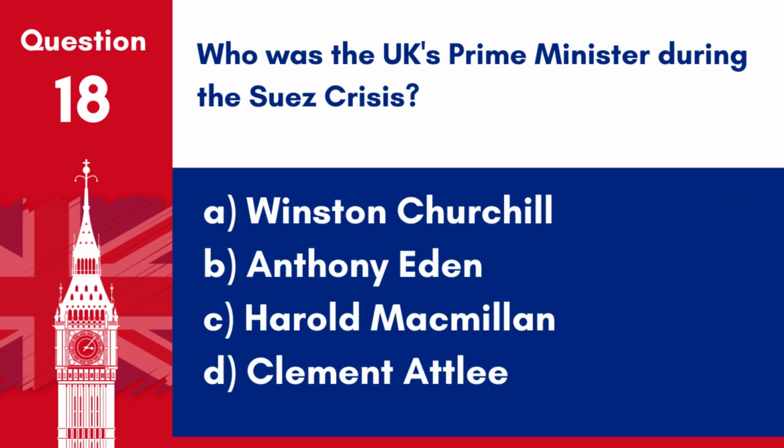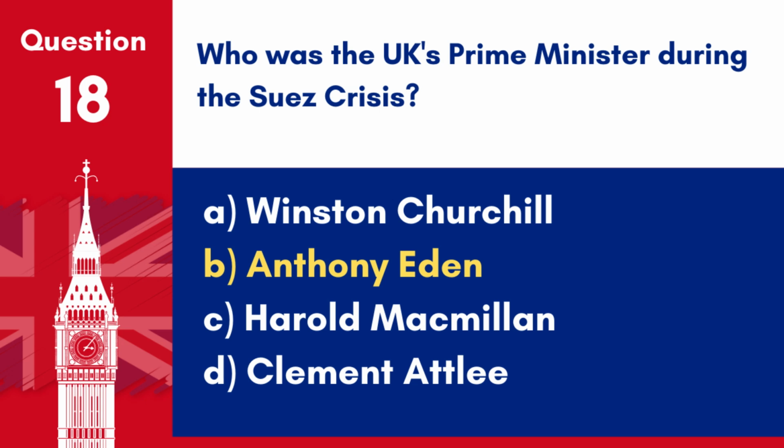Question 18. Who was the UK's Prime Minister during the Suez Crisis? A. Winston Churchill. B. Anthony Eden. C. Harold Macmillan. D. Clement Attlee.